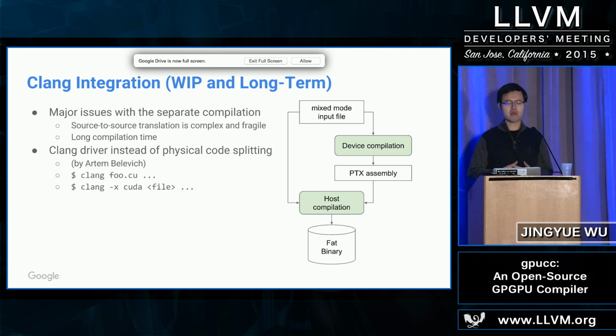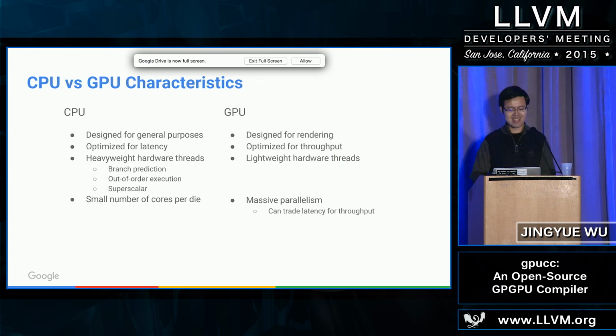So in the long term, we're going to integrate the entire compilation flow into Clang driver. Artem Belovich is the main person who's driving this effort, and after this is done, you can just compile CUDA mixed code using Clang, just as the way you compile a regular C++ code. It's going to be very easy and very elegant. The only drawback is we don't have a name anymore, because people will say Clang compiles CUDA instead of GPUCC compiles CUDA. It's going to be fine.